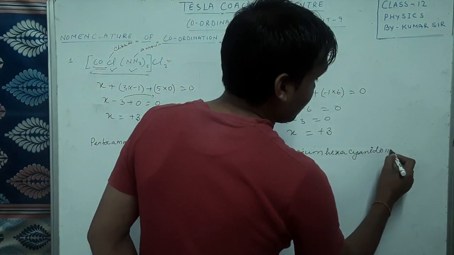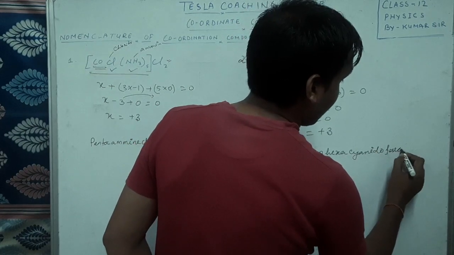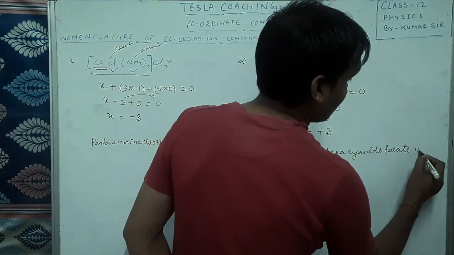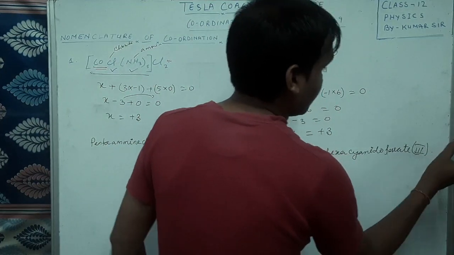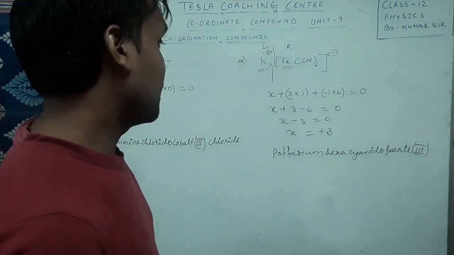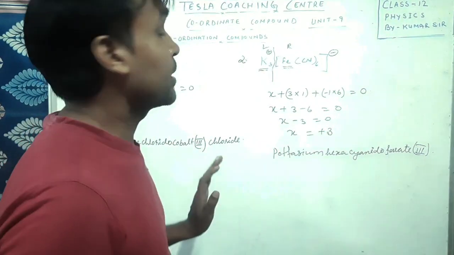Okay, first you write the oxidation number. Okay, ferrate, F-E-R-R-A-T-E, ferrate. And what is the oxidation number here? 3. So we'll write the oxidation number 3 here. Hope you are understanding it a little. Okay, so we will do a good number of questions so that you can understand it clearly.